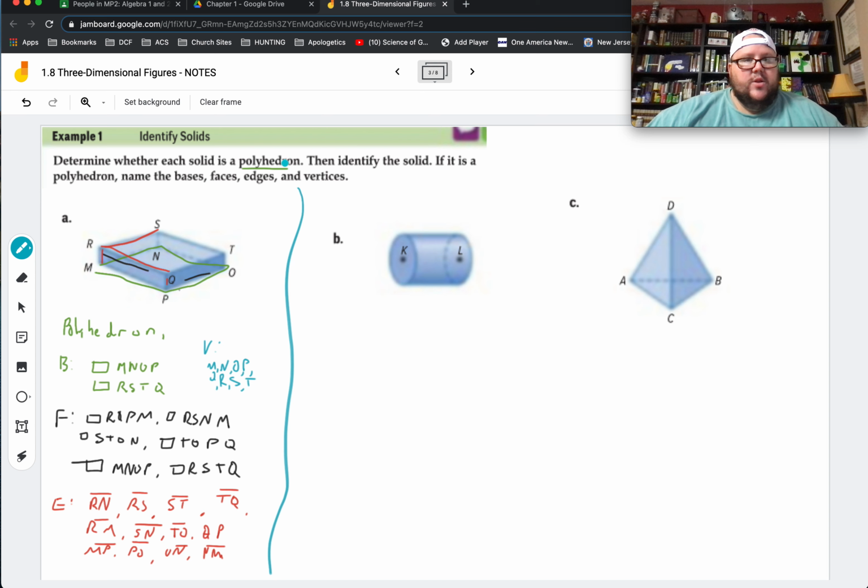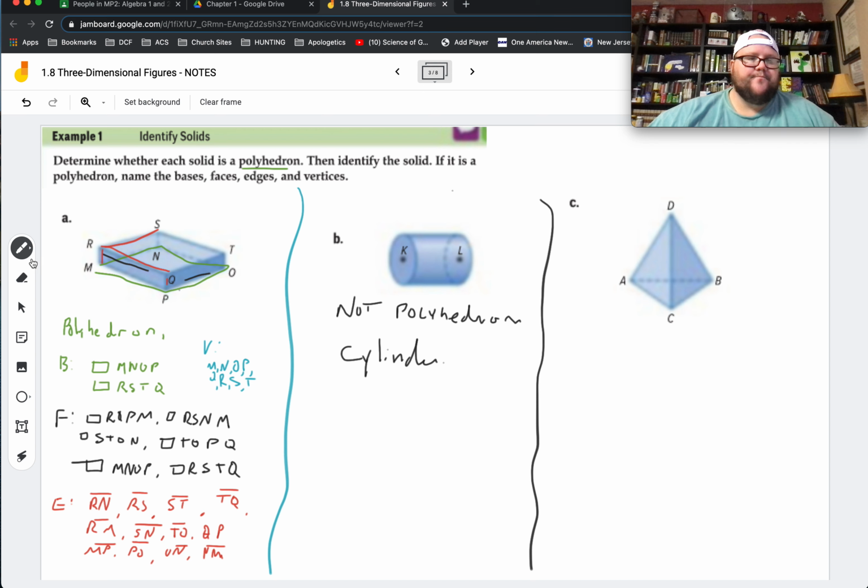Now, notice that this next one, it's curved. Because it's curved, it's not a polyhedron. It's actually a cylinder. And since it's not a polyhedron, we don't have the bases, the faces, the edges, and vertices. We're not worried about that.